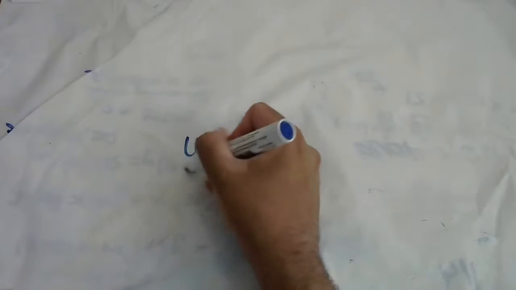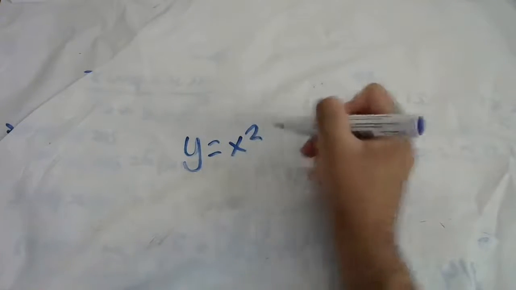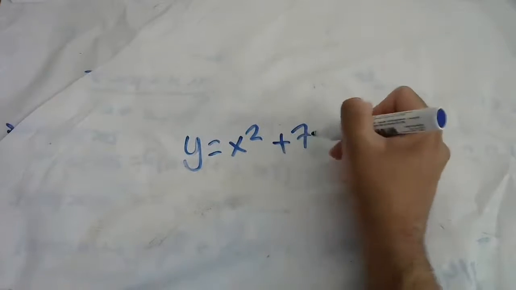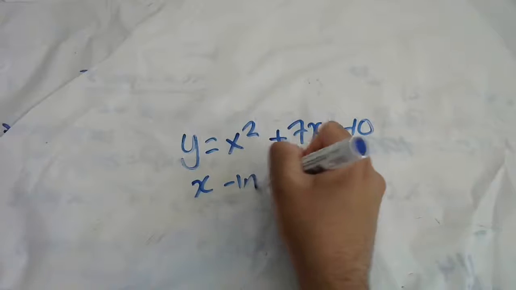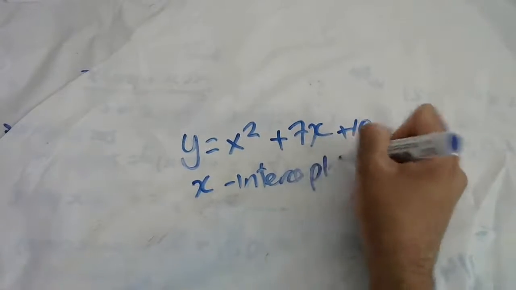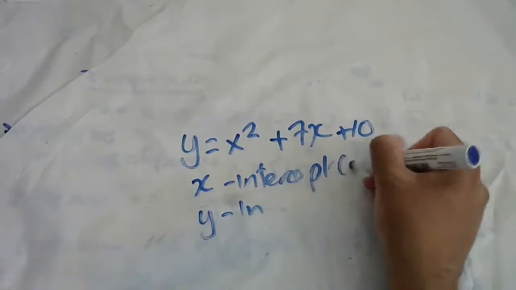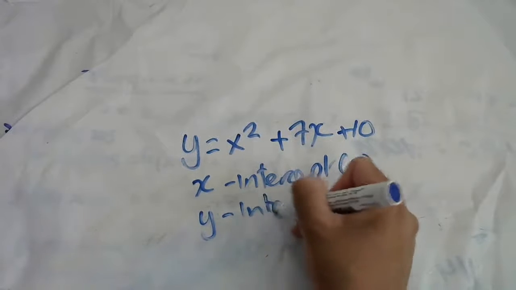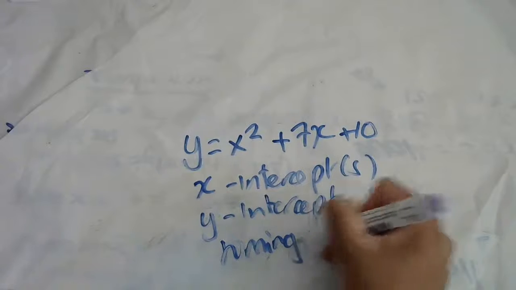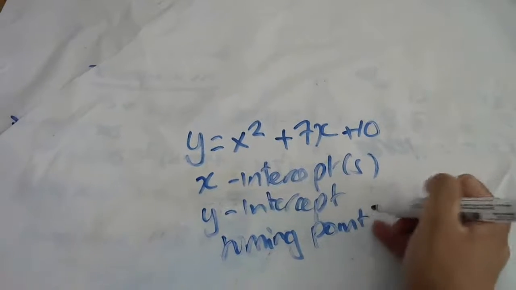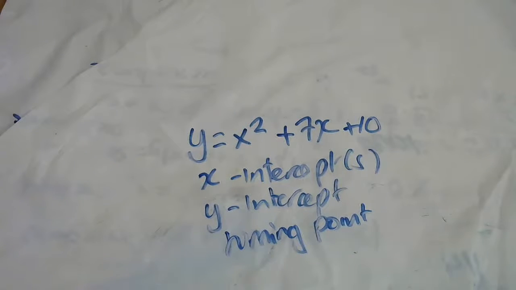Excellent. Let's start. Can I ask you to sketch for me the graph of y equals x squared plus 7x plus 10. Give me the x-intercept, the y-intercept, might be more than one x-intercept, and the turning point, if you can, as well as the orientation. Once you've done that, can you post what each one of those things are?